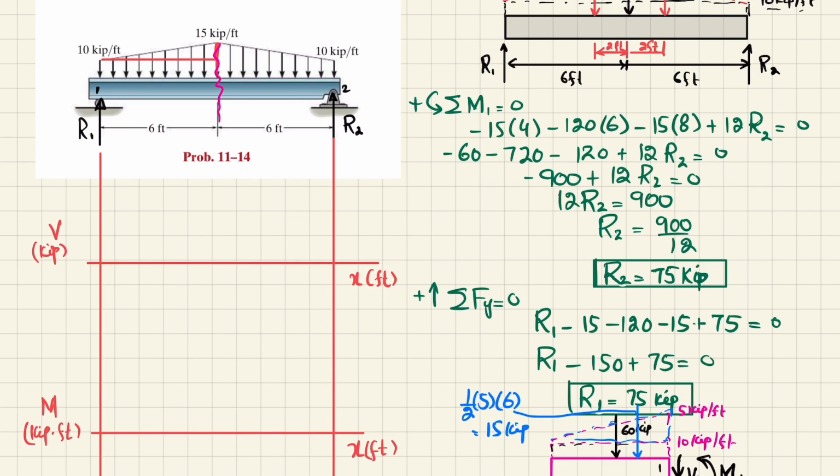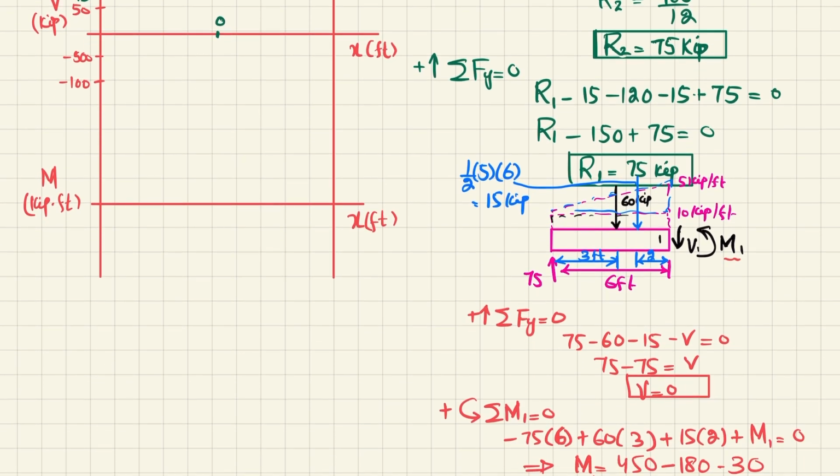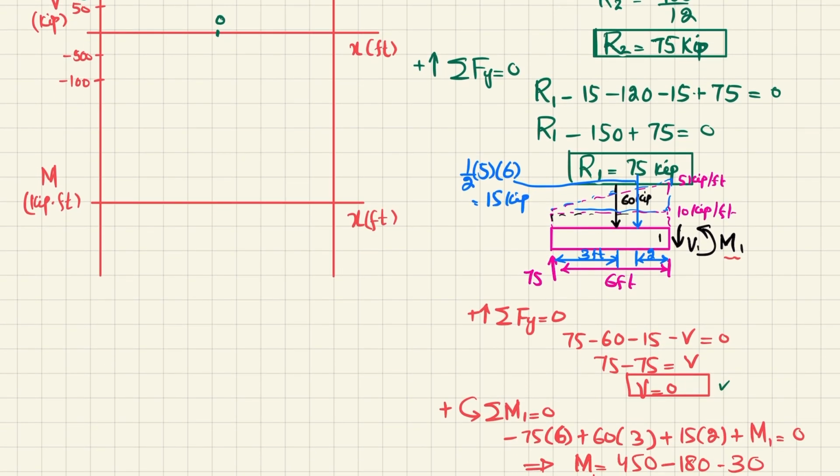Now we will decide the scale: let one division be equal to 50. So this is 50 kips, this is 100 kips, minus 50, minus 100. Okay, so at the first point we have R1, which is equal to 75. So 75 will be in the mid. So this is your 75. And at the mid of the beam you have shear force equal to 0 because we have calculated this over here. Shear force will be 0 at the mid.